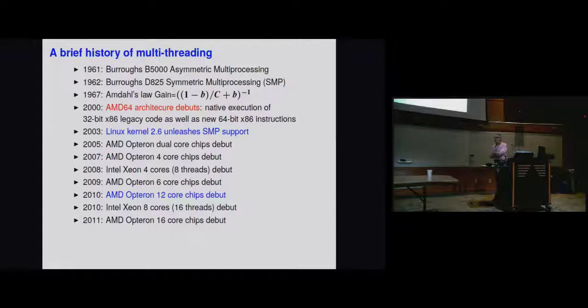And then on the Linux side, Linux had symmetric multiprocessing, but it was fairly crippled until 2003. The Linux kernel 2.6 really unleashed symmetric multiprocessing, or SMP, support. And then a couple years later, AMD, still eating Intel's lunch at this point, created dual-core chips. 2 years later, they had 4-core chips. And in 2008, Intel finally catches up with their Xeon processors, and kind of the rest is history. Intel has sort of used their size and near monopoly status to take over. But AMD deserves a lot of credit for leading the way.